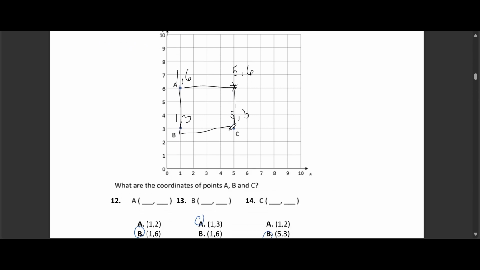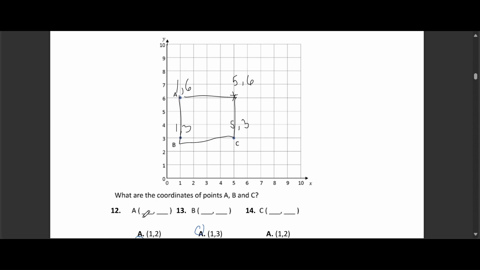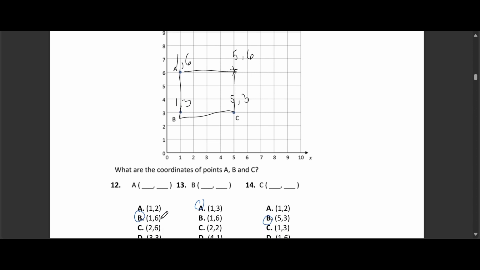Question 12. We need to find the coordinates of point A on the graph. A, 1, 2. B, 1, 6. C, 2, 6. D, 3, 3. The correct answer is option B. Looking at the graph, point A is 1 space to the right and 6 spaces up. So the answer is B, 1, 6.